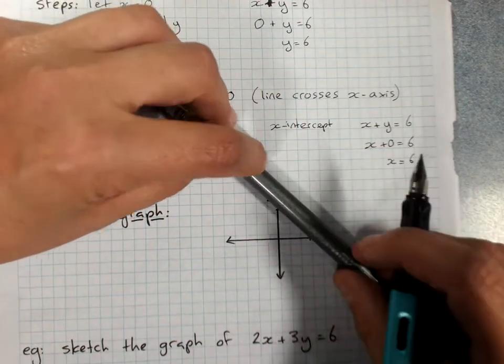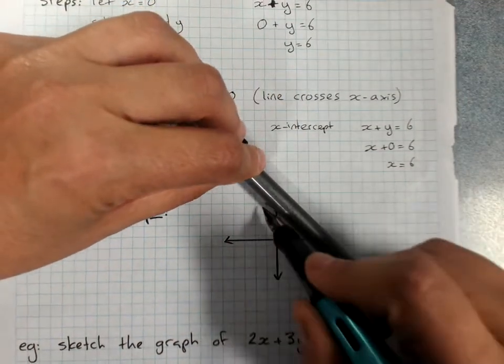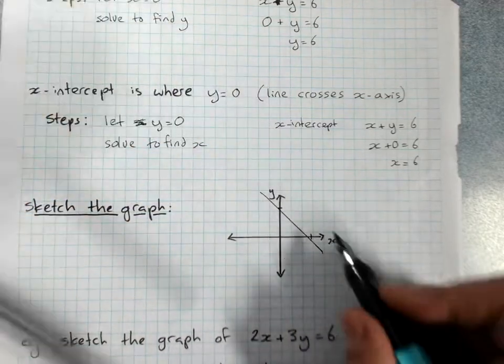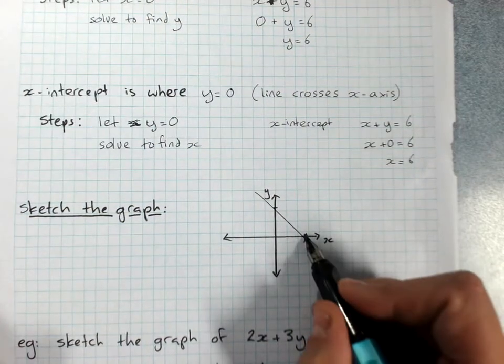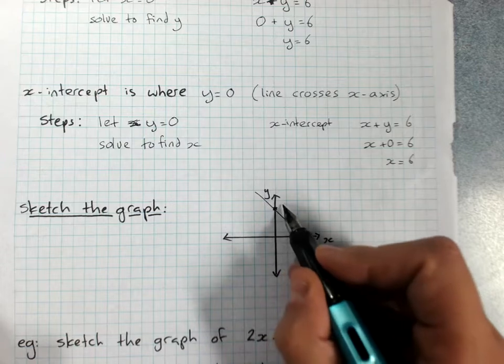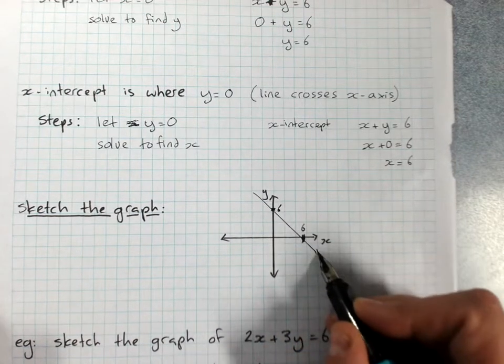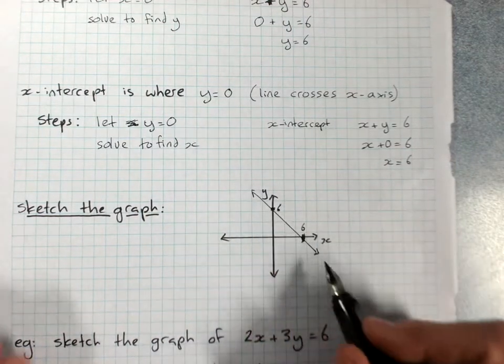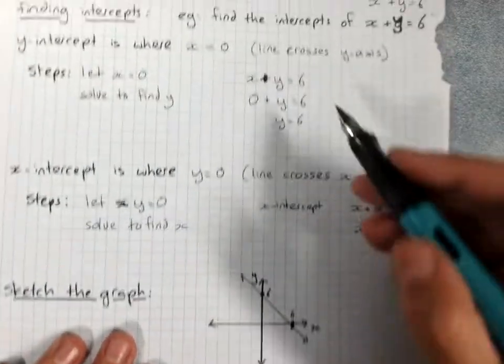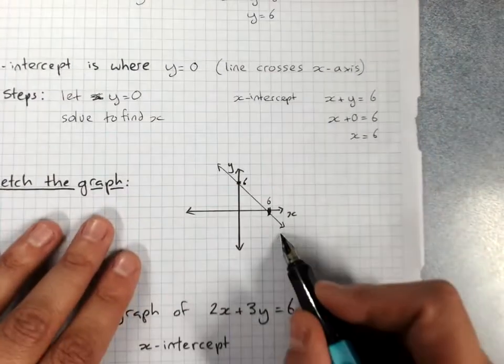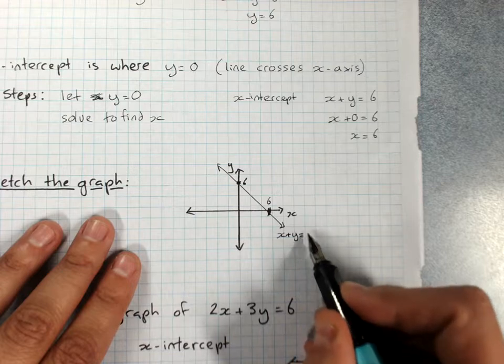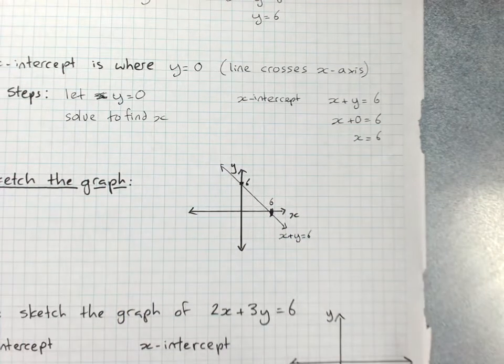We'd put a line straight through those points. We'd label them, and it doesn't matter if you're off a bit, because you can just change where the points are. That's 6, that's 6. My line needs an arrow, and I label it with its rule, which was x plus y equals 6. And I've sketched the graph.